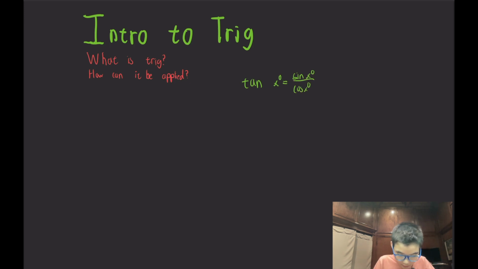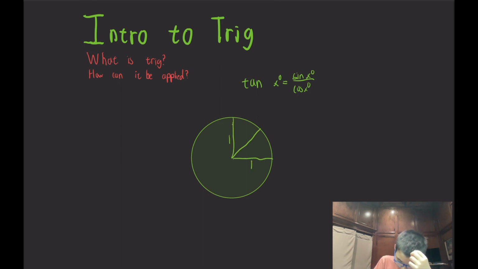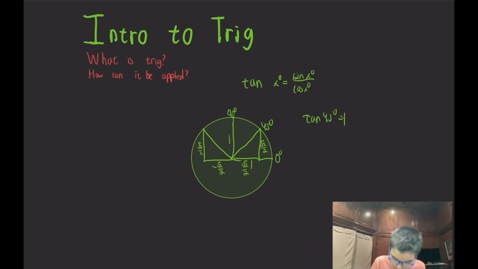So what about here, tan of 45? Again, it's radius 1, with 90 degrees and 0 degrees. This is 45 degrees. We know that the sine is root 2 over 2, and the cosine is root 2 over 2, so the tan is just 1. So tan of 45 degrees is 1. Similarly, tan of 135 degrees is the sine divided by the cosine, so that's root 2 over 2 divided by negative root 2 over 2. That would just be negative 1.